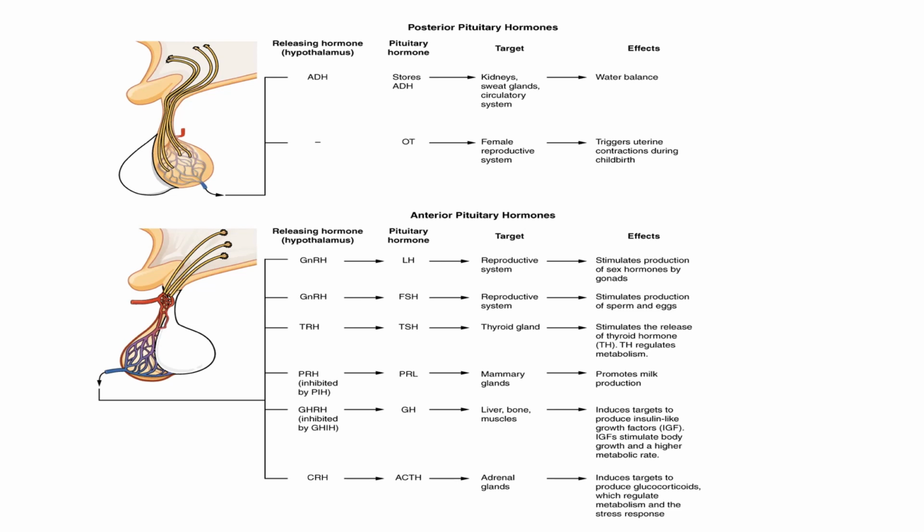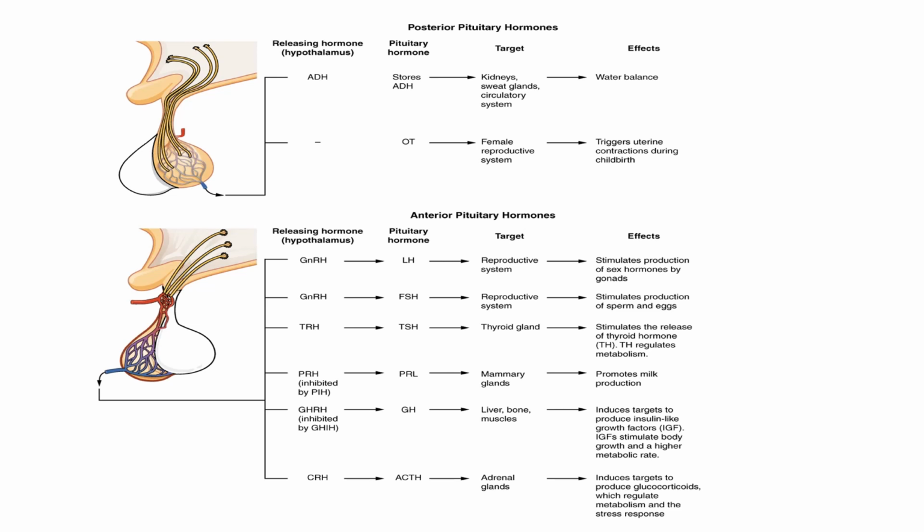Another hormone that is stored in the pituitary gland is called oxytocin. Oxytocin targets the female reproductive system, and it is used during the triggering of uterine contractions during childbirth. As we recall, the posterior pituitary does not synthesize hormones. They just store them, right? But the anterior pituitary does manufacture hormones.